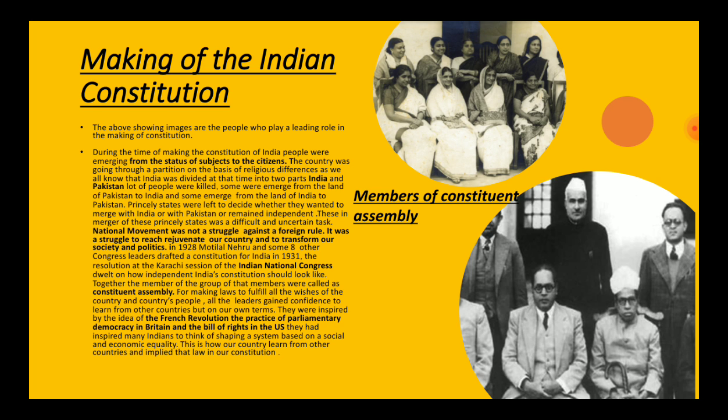During the time of making the Constitution of India, people were emerging from the status of subjects to citizens. The country was divided into two parts, Pakistan and India. It had an assembly known as the Constituent Assembly. The Constituent Assembly was also divided into two parts, the Pakistan Constituent Assembly and the Indian Constituent Assembly. The Indian Constituent Assembly consisted of 299 members, and the Pakistan Constituent Assembly had the same number of members.